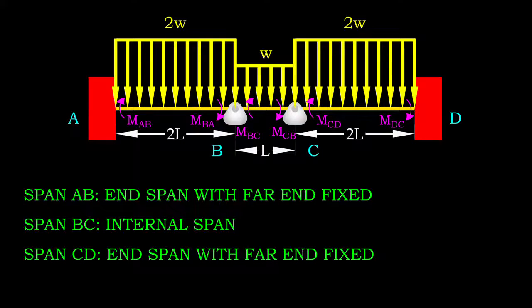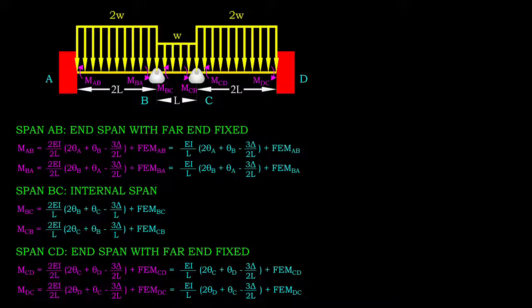For spans AB and CD, we regard them as end spans with the far end fixed, where the internal moments are expected at both ends. Span BC is regarded as an internal span. In this case, all 6 unknown internal moments can be determined using the first type of slope-deflection equation. We will now construct the internal moment equations.